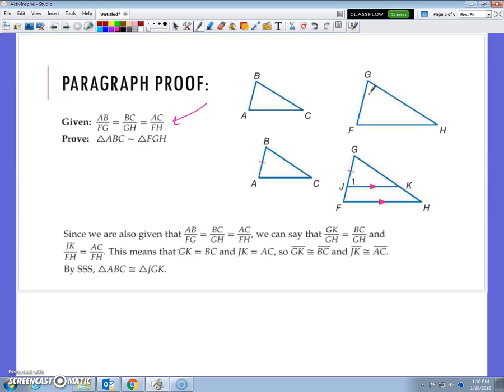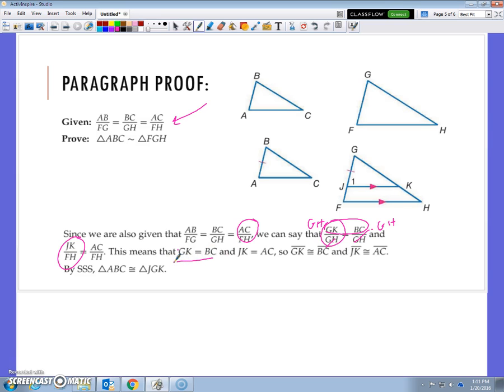Now, if that's the case, what we can say is AB to FG equals BC to GH. Instead of BC to GH, we could say it's also equal to GK to GH. And AC to FH is really the same as JK to FH. All right, if that's the case, then through multiplication, if I multiply both sides by GH, whatever length that is, I'll just be left with GK equals BC.